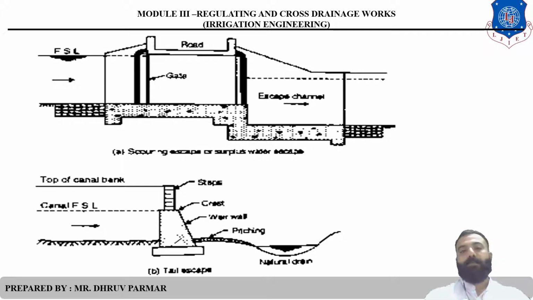Clear. Surplus water escape is used to remove the extra amount of water from the canal. It is provided at important points of the canal at some interval, like in the Narmada Canal, where it is provided at some distance. And the next one is called a tail escape. Tail escape is provided at the tail end of the river or stream, which maintains the FSL, or full supply level, of that particular river and stream.